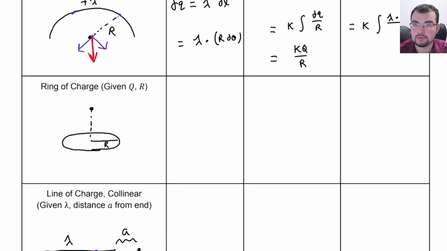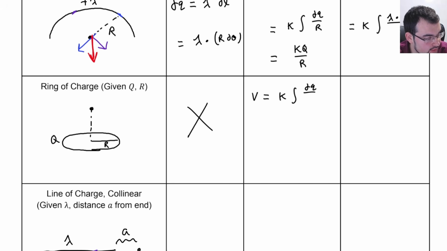Now the ring is special because everything factors out. So actually there's no dq substitution needed for the ring. If we try this once again, you'd get V is k times the integral of dq over r. But notice that every single segment on the ring is going to be a distance of this blue line apart. And for this blue line, we're usually looking at a distance, I'll call it z, above the axis point here. So this distance would just be the Pythagorean distance, z squared plus r squared.